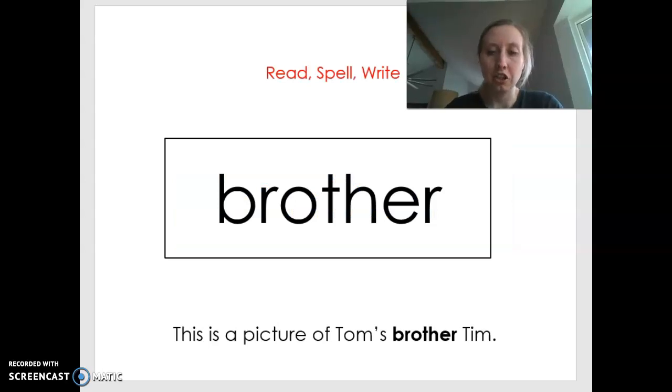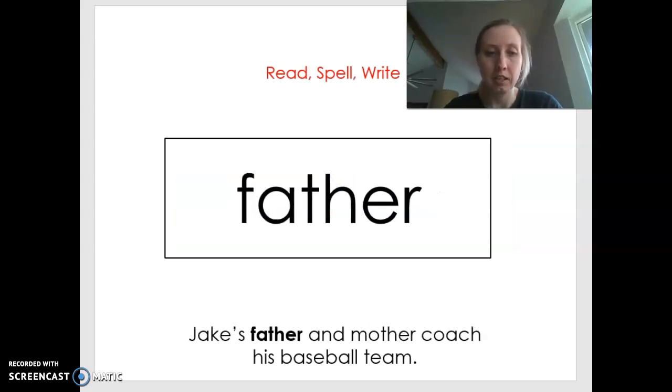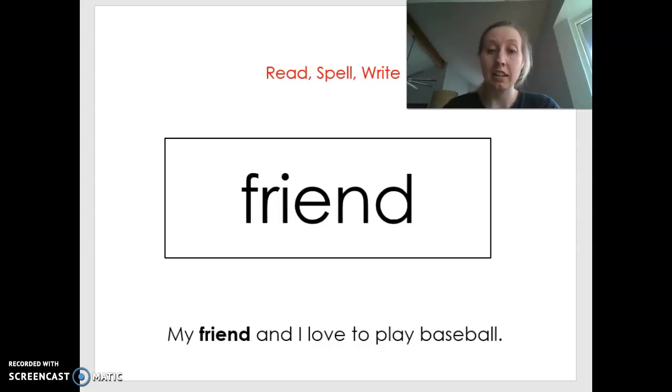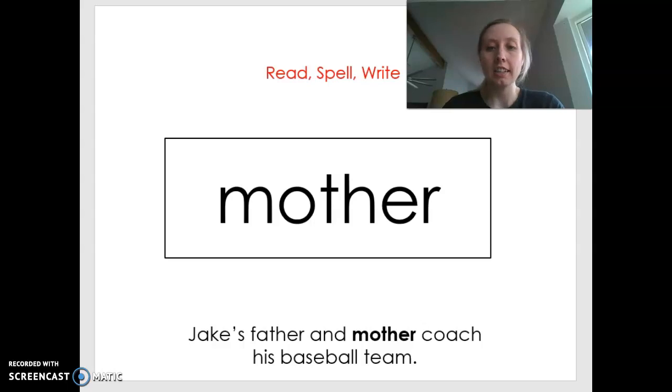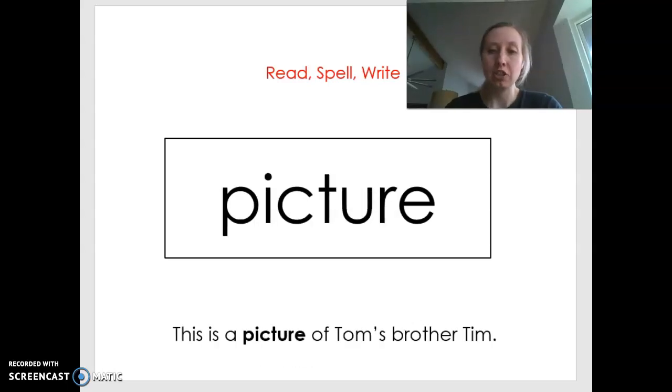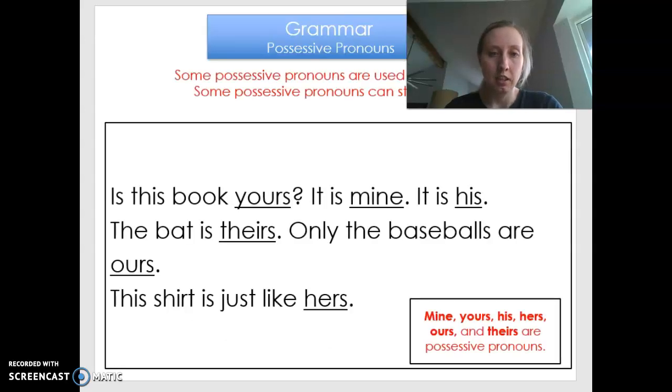Okay, so here are our high frequency words. Brother: this is a picture of Tom's brother Tim. Father: Jake's father and mother coach his baseball team. Friend: my friend and I love to play baseball. Love. Mother. Picture.